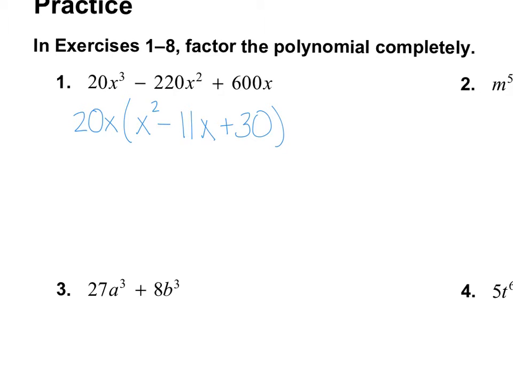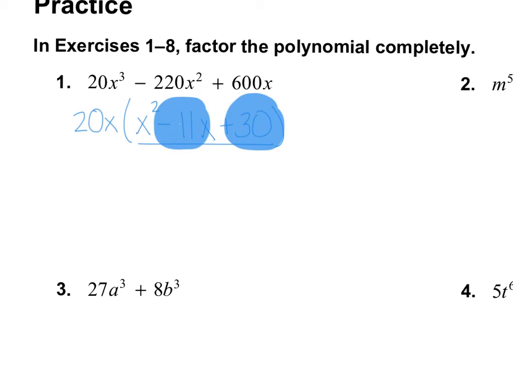Now what I'm left with is something I do know how to factor. Remember, it's whatever multiplies to be this number and adds to be this number. So what multiplies to be 30 and adds to be negative 11? Well, if you guessed 6 and 5, 6 times 5 is 30.